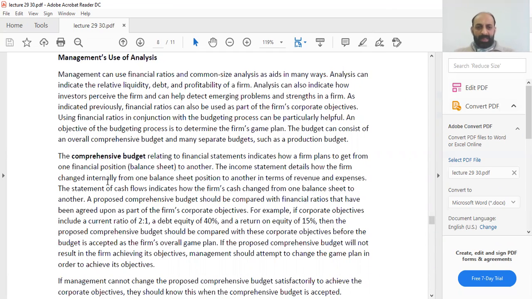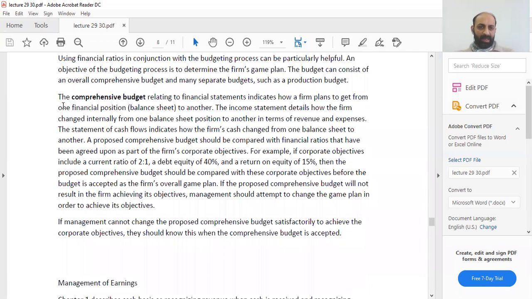The comprehensive budget relating to financial statements indicates how a firm plans to get from one financial position to another. The income statement details how the firm changed internally from one balance sheet position to another in terms of revenue and expenses. So ये तमाम चीजें आपको comprehensive budget से मिलती हैं.